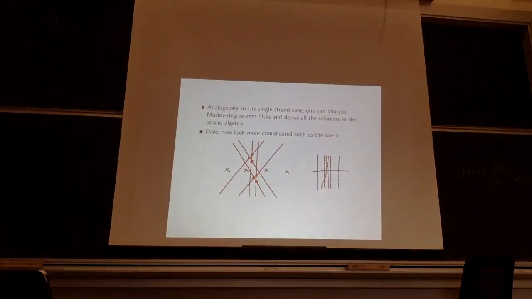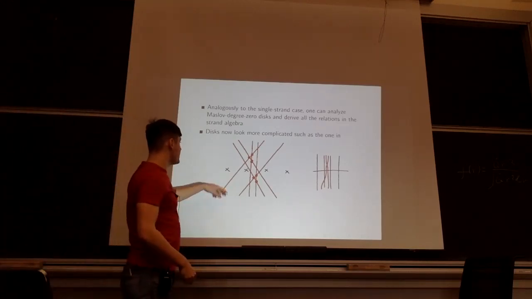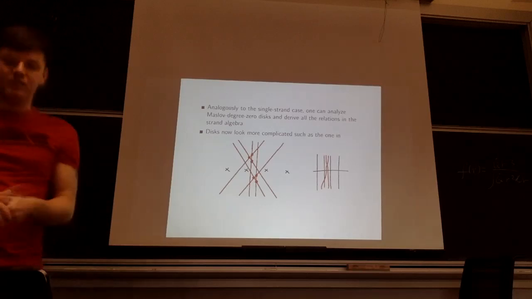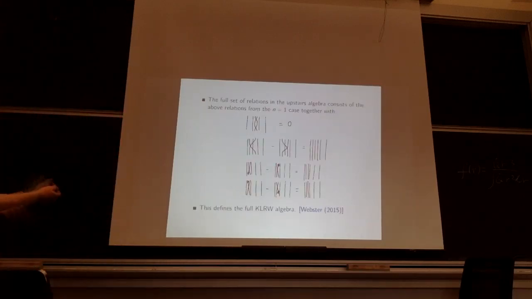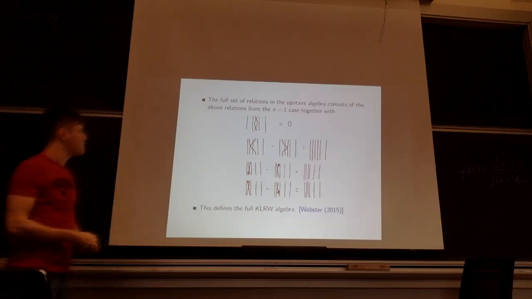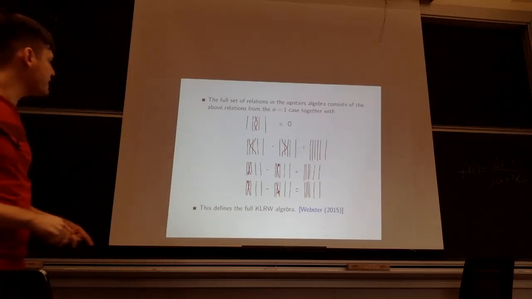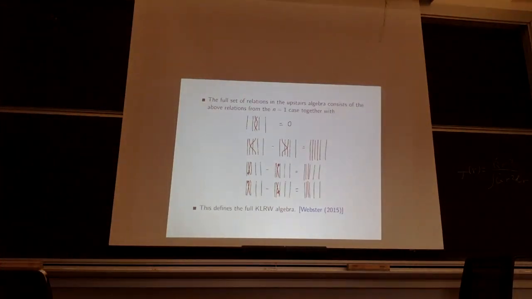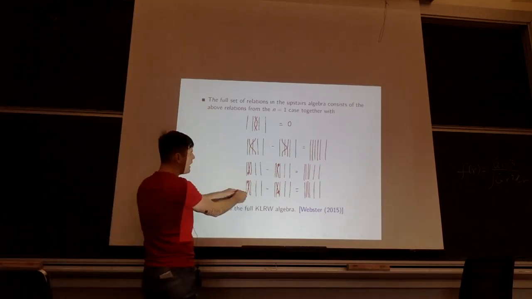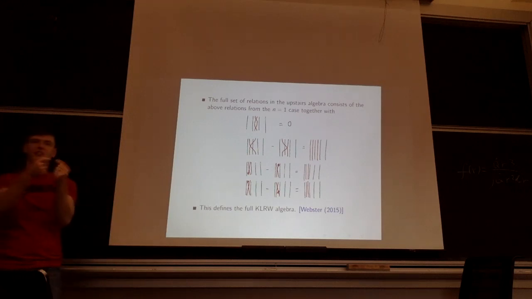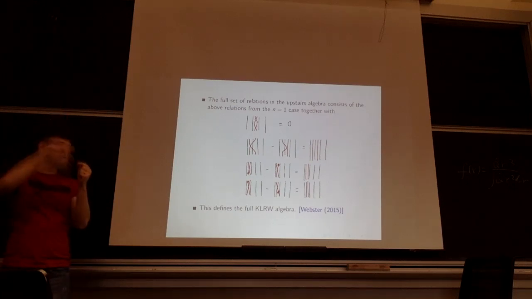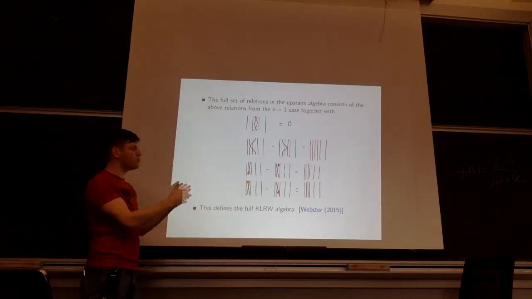Okay, and analogously to the single strand case, we are going to analyze Maslov degree zero disks. So there are relations in the strand algebra. The disks now look more complicated, such as the one shown here. And the relations again come from the composition of the strands, up to some extra relations of the following form. And this defines the full KLRW algebra. So the point is that you can always engineer everything in terms of these simple transitions where you go one side to the left or right, or you stay in place. And these are just relations that you impose locally.